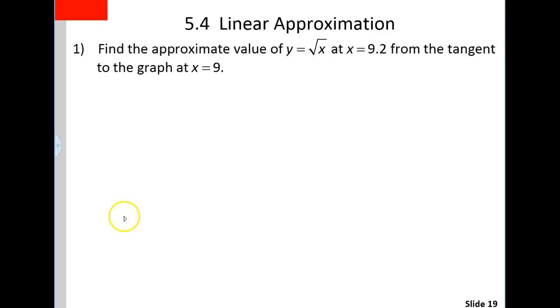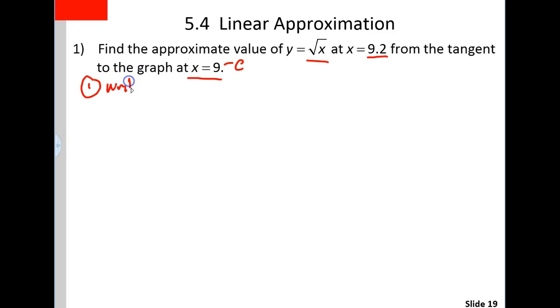So on to slide 19. It says find the approximate value of y equals root x at x equals 9.2 from the tangent to the graph at x equals 9. So in this case, 9 is like our c value. And what we are going to do is use the point at 9 to help us approximate the point at 9.2. All right, so how do we do this? Well, the first step is to write the equation of the tangent line at c.